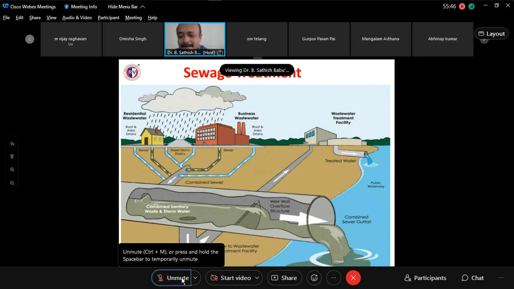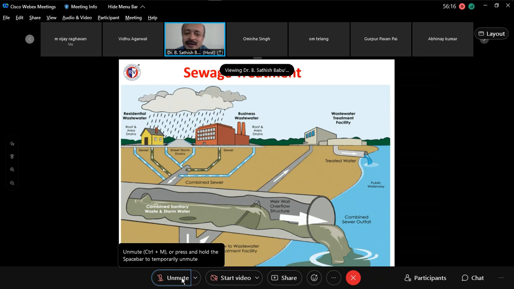You should treat it before discharging into the water bodies, right? So what all types of water are you discharging into the water bodies here that you analyze? See the pictures here. This sewer means sewage only, and this sewage is domestic sewage.